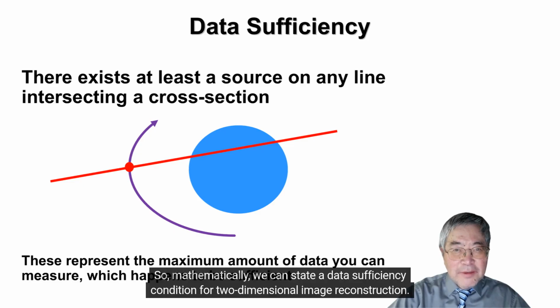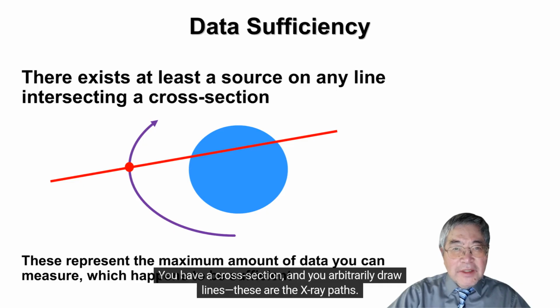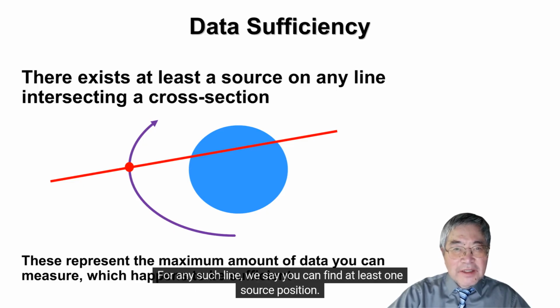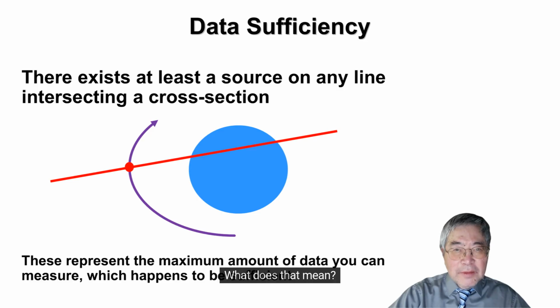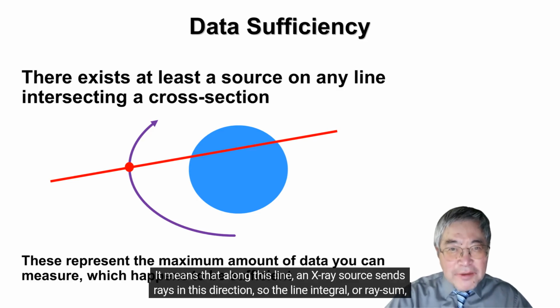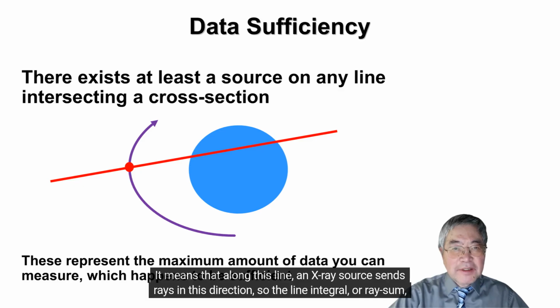So mathematically, we can state a data sufficiency condition for two-dimensional image reconstruction. You have a cross-section and you arbitrarily draw lines. These are the X-ray paths. For any such line, we say you can find at least one source position. What does that mean? It means that along this line, an X-ray source sends rays in this direction, so the line integral or ray sum is measured.